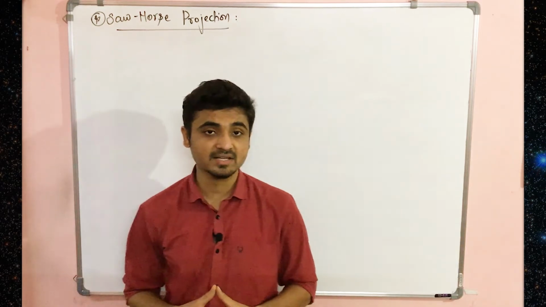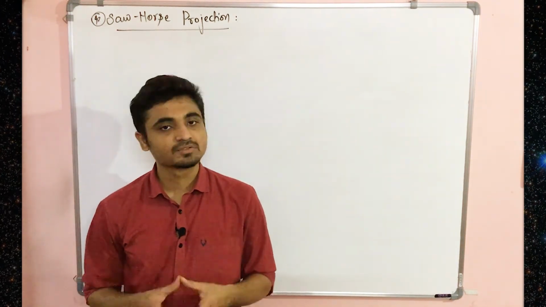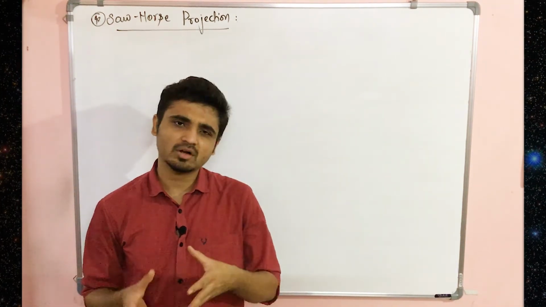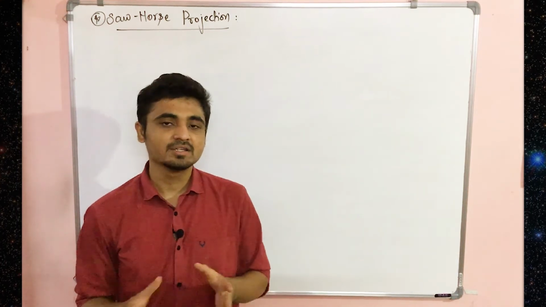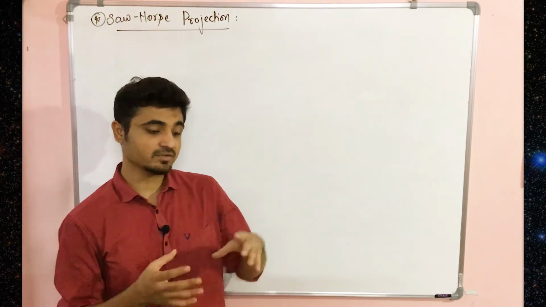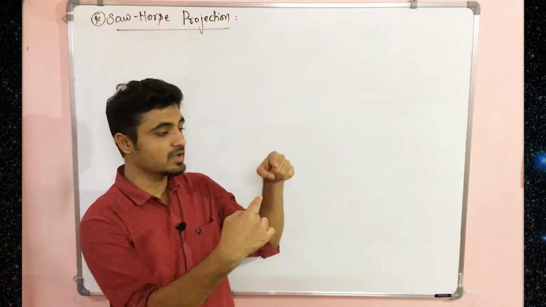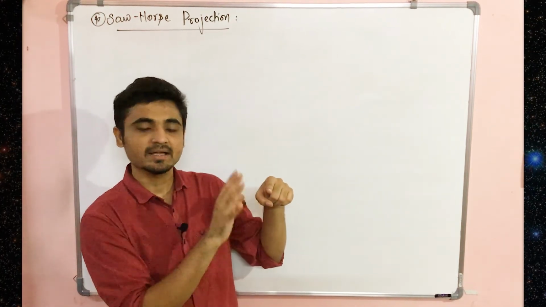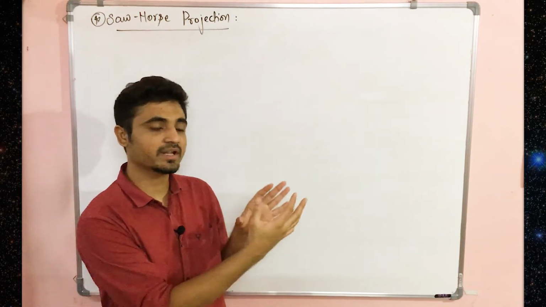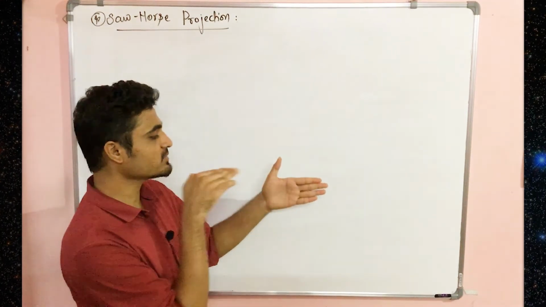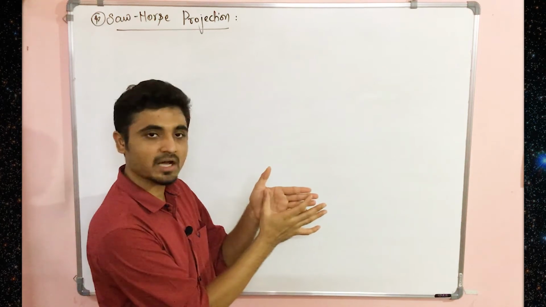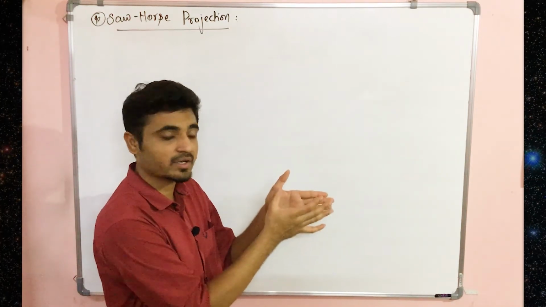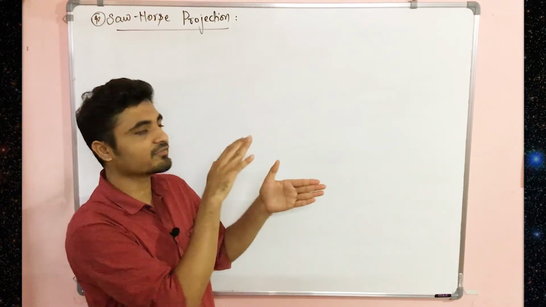Alright, so let's understand the sawhorse projection. This projection is not very different from Newman projection. The only difference is that in Newman projection we saw the carbon-carbon bond from right in front, so that the carbons were behind each other. In this case, we are going to take that molecule and view it from sideways. That same carbon-carbon bond will be seen from the side and a little from above.